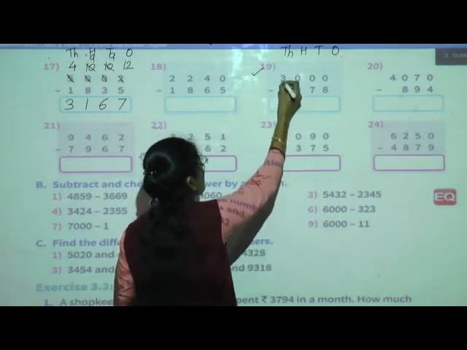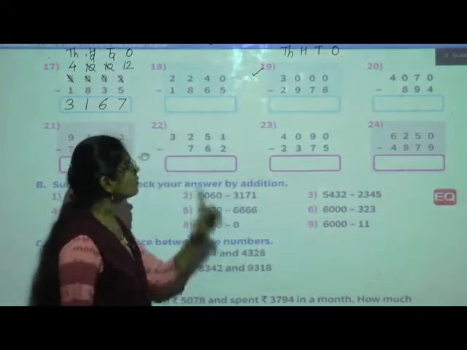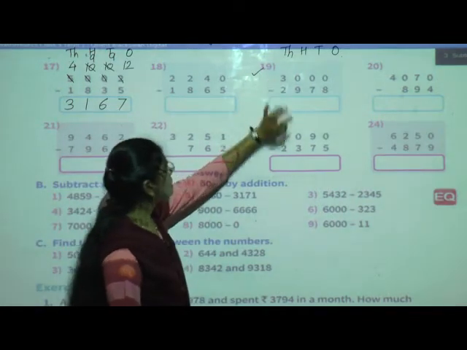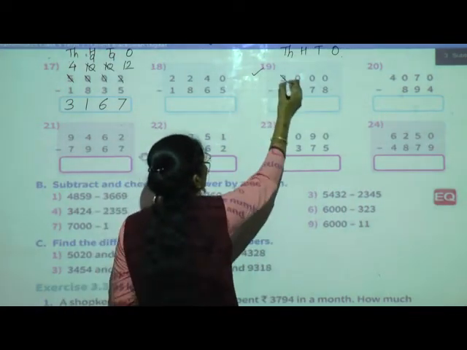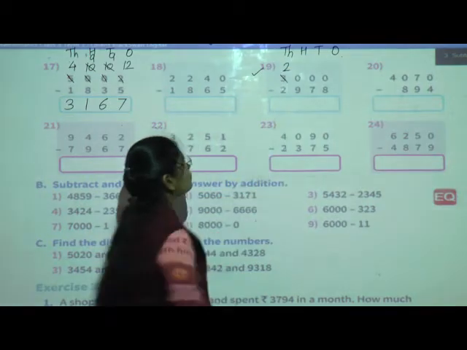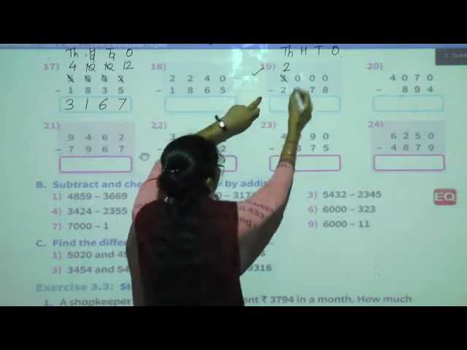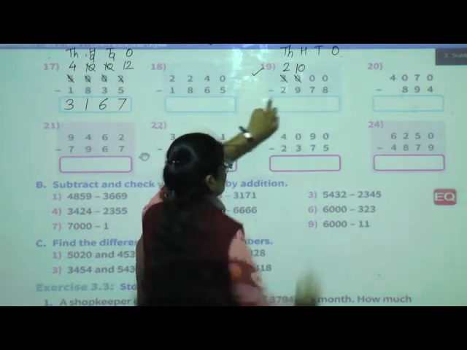Now this neighbor is having 3. So we will take one borrow from this 1000. So 3 minus 1, here 2 will remain. Okay. And this 0 will become 10.